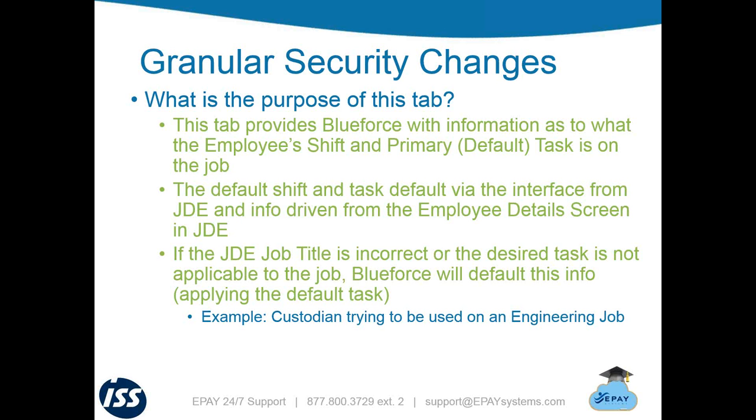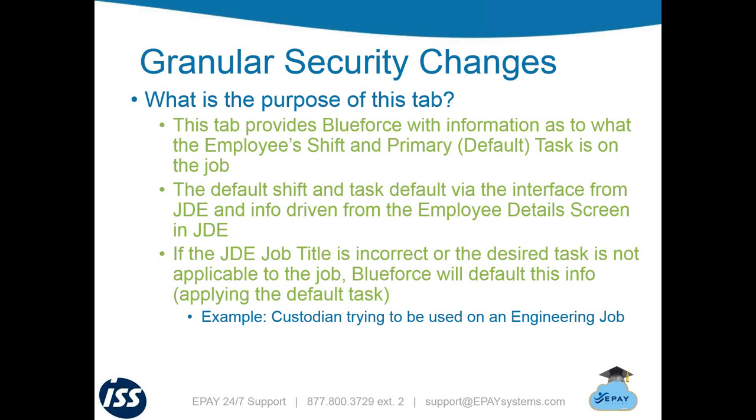Now, the default shift and task come via the interface from JDE and the info driven from the employee's detailed screen in JDE. So the employee is set up a certain way, and that is what the system is going to try to populate in Blueforce for them. If that JDE job title is incorrect or the desired task is not applicable to the job that the employee has access to work, then Blueforce will default this info by simply applying the default task for that job.